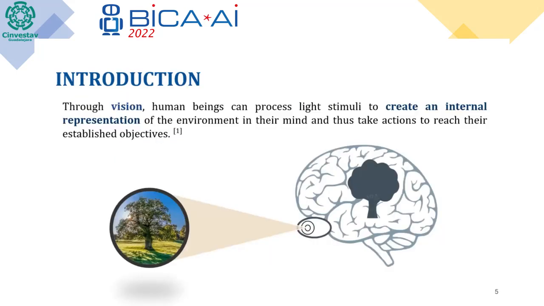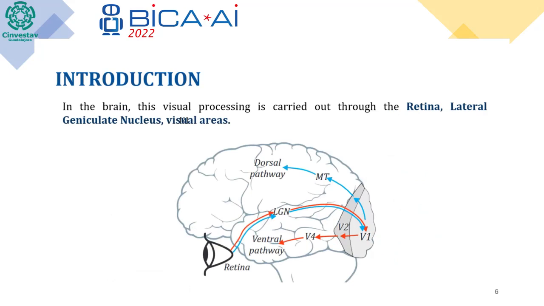We know that through vision, human beings can process light stimuli to create an internal representation of the environment in our mind. For example, this image we can see. In the brain, the visual processing is carried through these areas that are retina, lateral geniculate nucleus, and the visual areas.